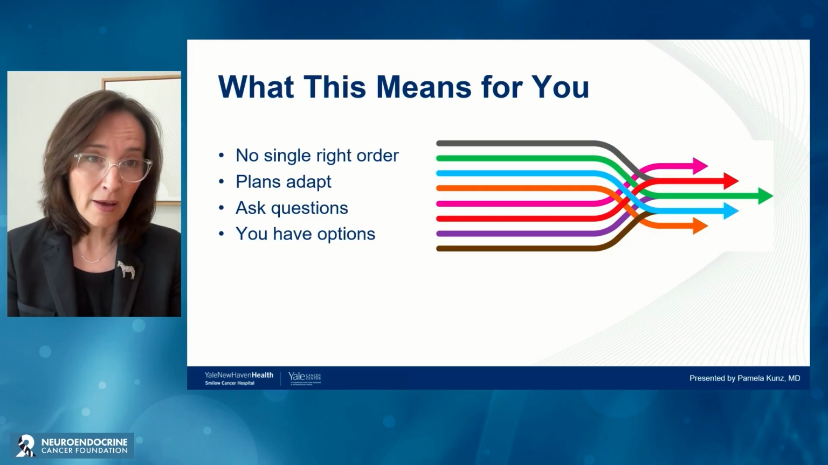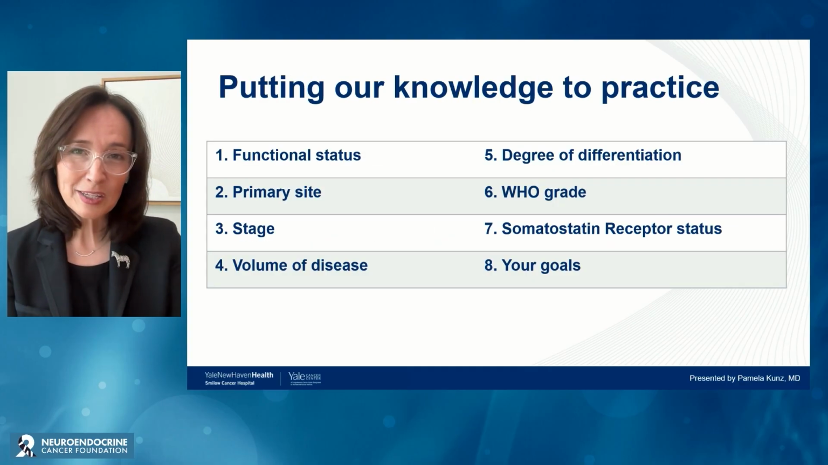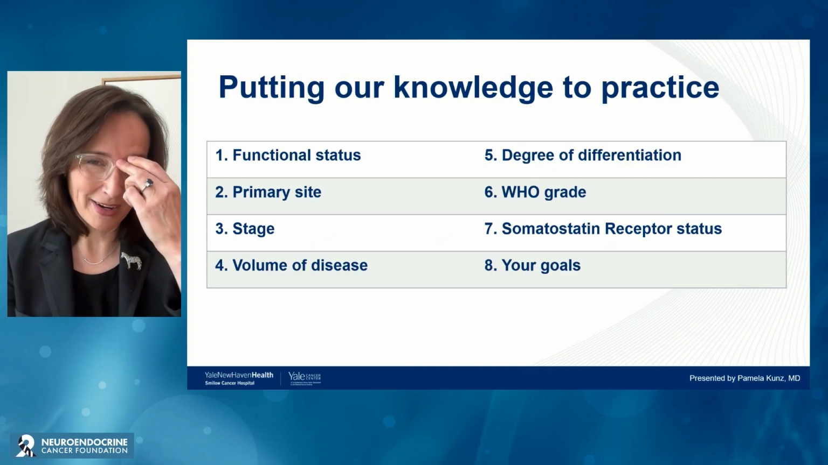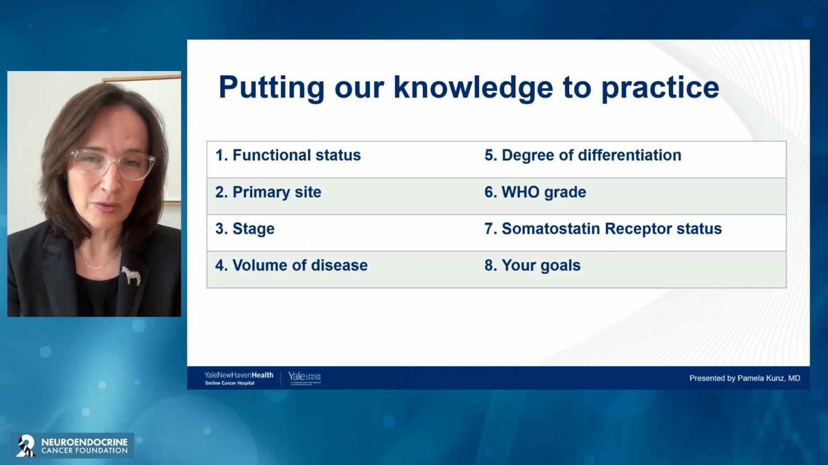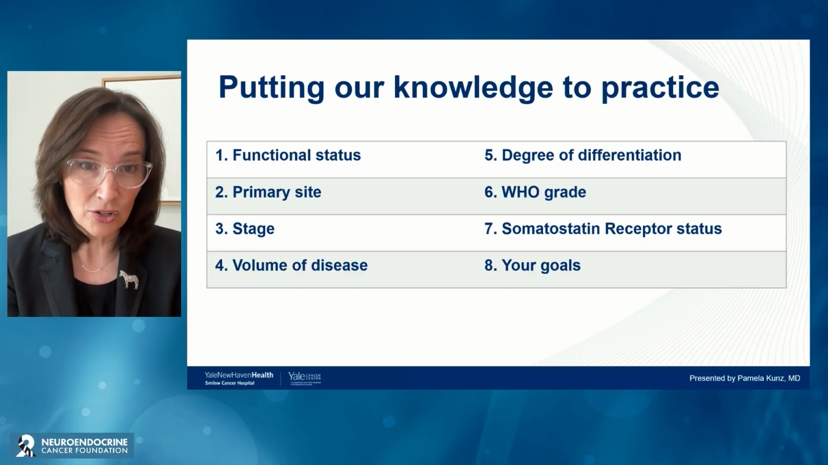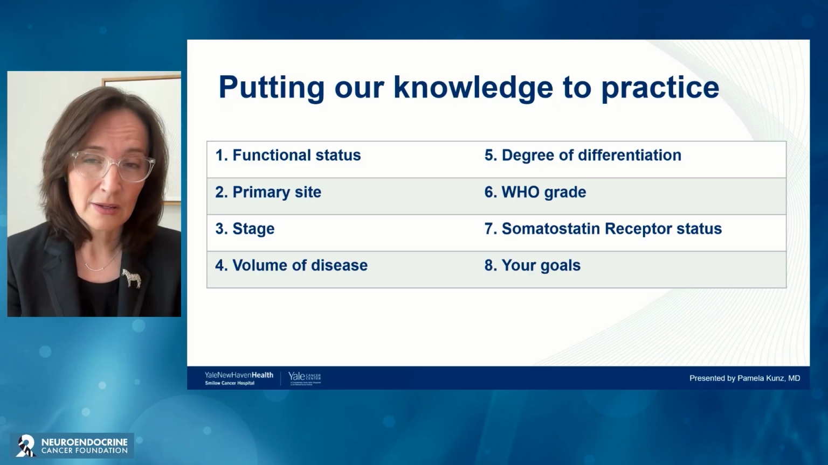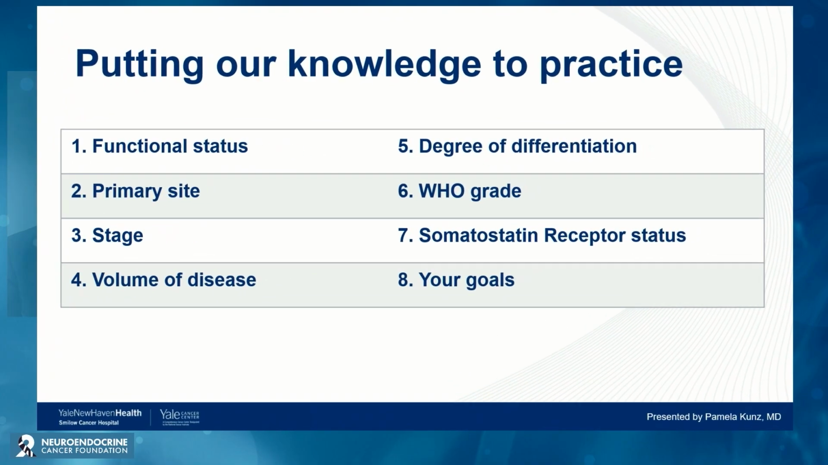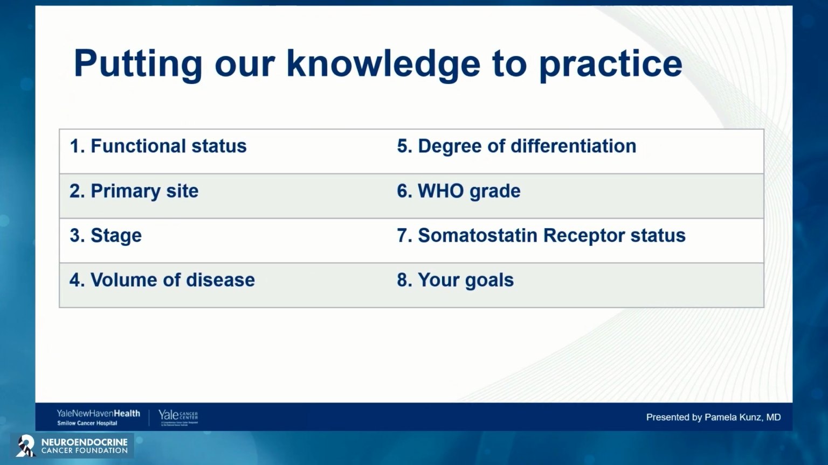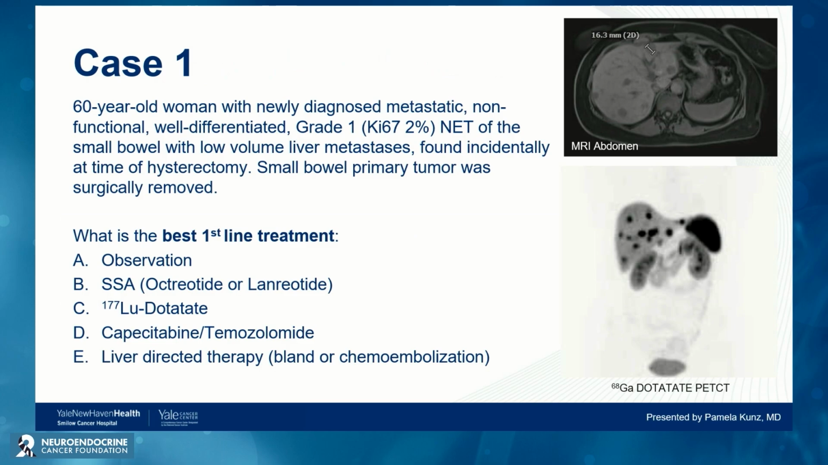And again, you have options. So let's put our knowledge to practice. I'll remind everybody, these are the 8 key variables that help us make treatment decisions in terms of sequencing: functional status, primary site, stage, volume of disease, differentiation and grade, somatostatin receptor status, and your goals. So we're going to do 2 cases together.